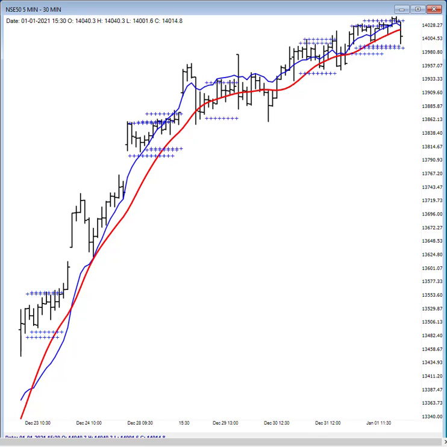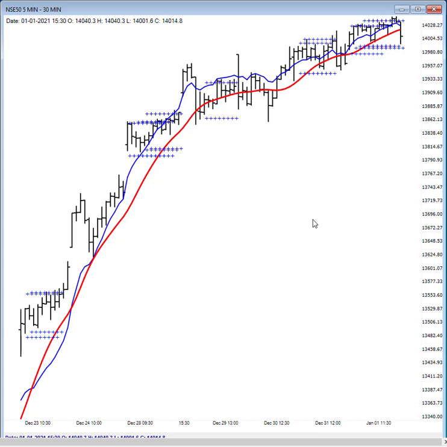Simply look at this chart. What is the trend? The trend is up. I don't think there is any confusion. You should be able to see the trend just by looking at a chart. You can say this is an uptrend, this is a downtrend. You don't need any other tools.